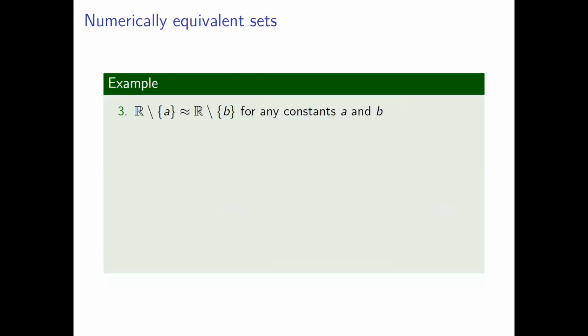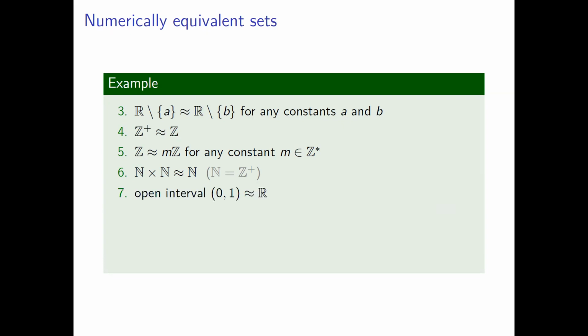For any constants A and B, the set of real numbers not equal to A is numerically equivalent to the set of real numbers not equal to B. The set of all positive integers is numerically equivalent to the set of all integers. For any non-zero constant integer m, the set of all integers is numerically equivalent to the set of all multiples of m. The set of all ordered pairs of natural numbers is numerically equivalent to the set of all natural numbers.